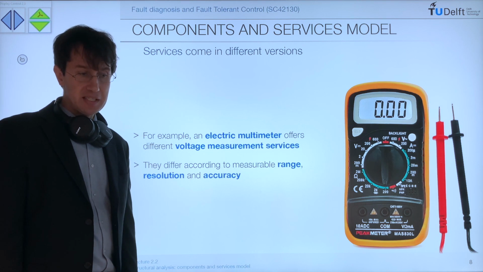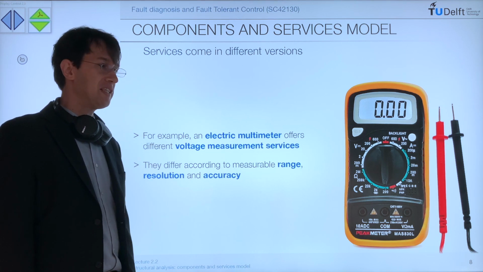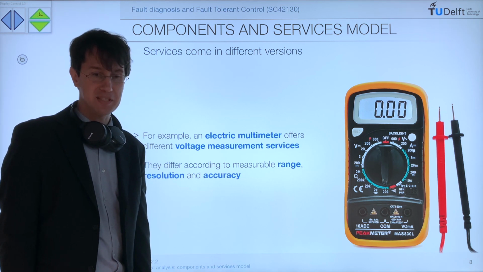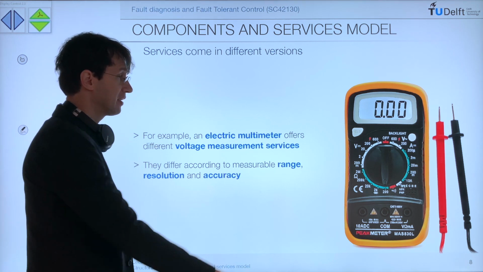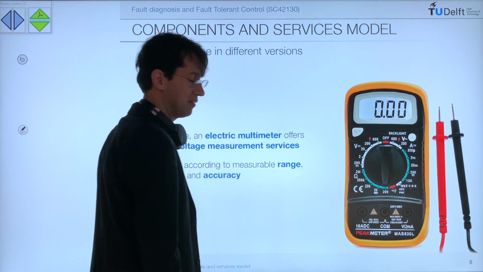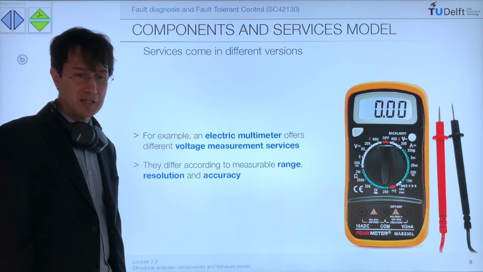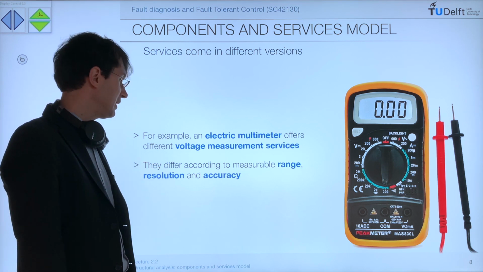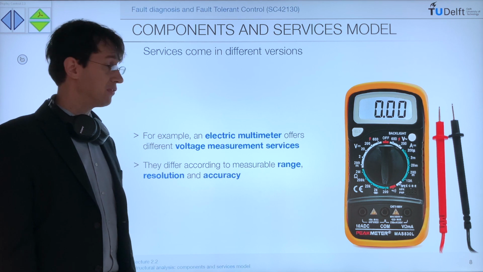Anyway, services come in different versions. In the case of the tank, that was a simple case. There is only one way to provide the service. But if you have a component like a digital multimeter, for instance, the service it is providing is to measure currents or voltages. But they can be provided with different accuracy and different ranges.